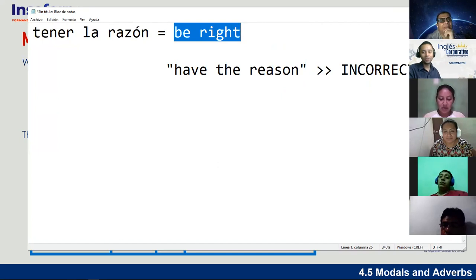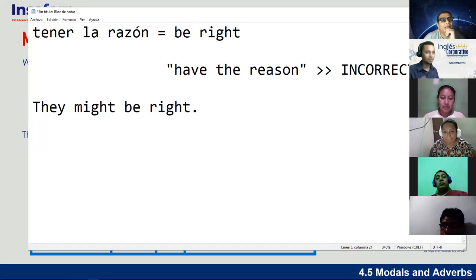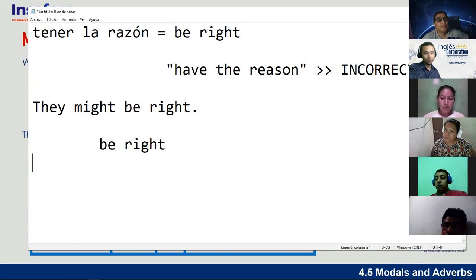That's the right form. So in this case, you say they might be right. That's the correct form. Es un poco difícil traducirlo palabra por palabra porque decir estar en lo correcto no es exactamente como hablamos en El Salvador. En El Salvador más bien decimos podrían tener la razón, pero en inglés para decir que alguien tiene la razón o está en lo correcto es be right, y lo contrario, be wrong.